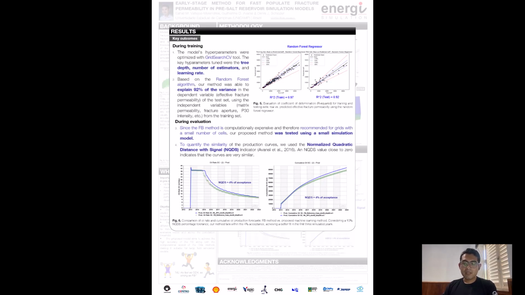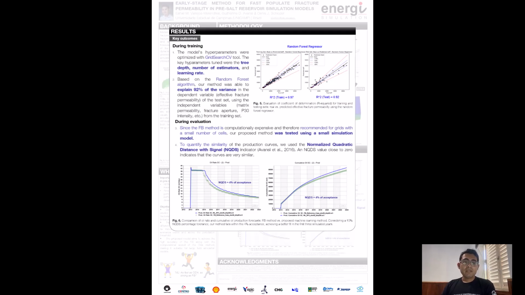Finally, our results and some important details. During the training stage, the hyperparameters were optimized with the Grid Search CV tool. The key parameters were the tree depth, number of estimators, and learning rate.